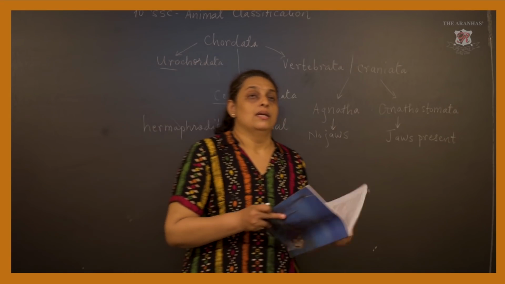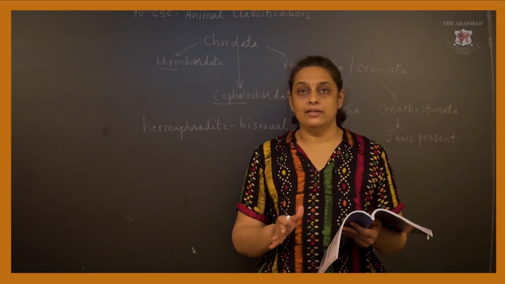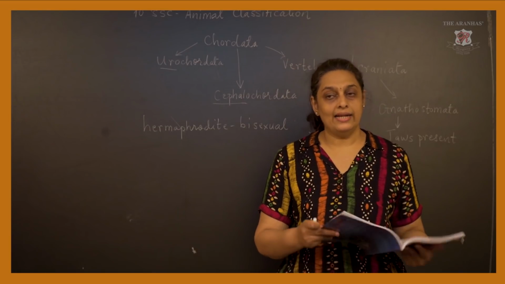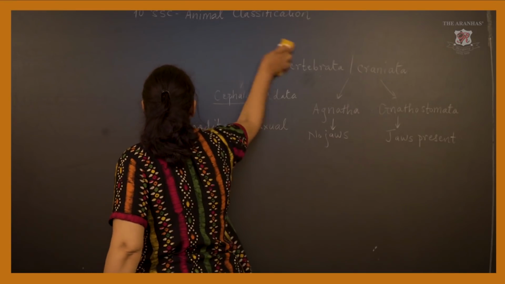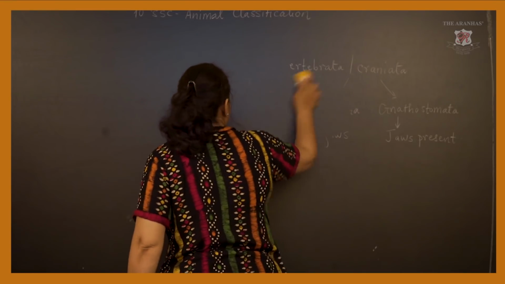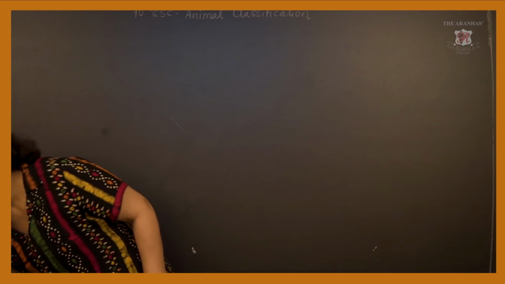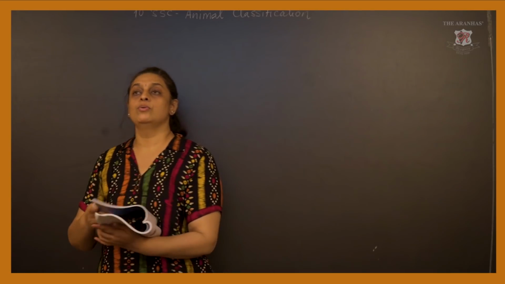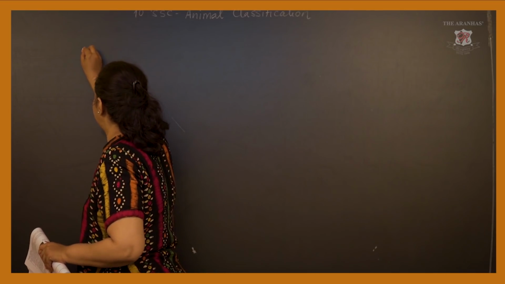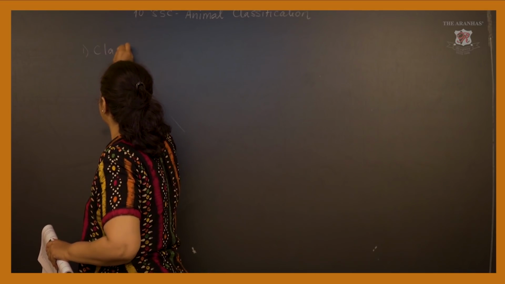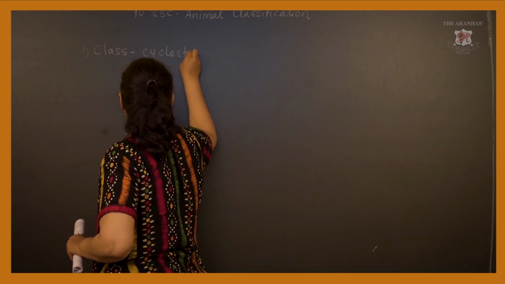Now craniata or vertebrata is again a huge or a large group, and it is divided into classes. So we will do all those classes from vertebrates. First one is class cyclostomata.